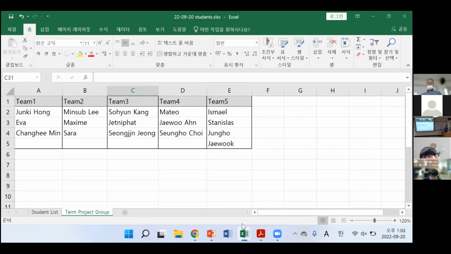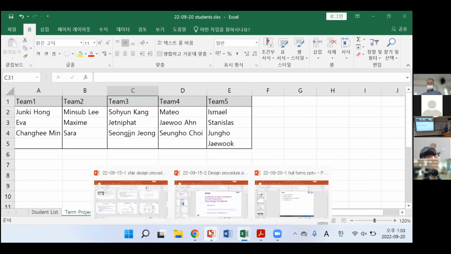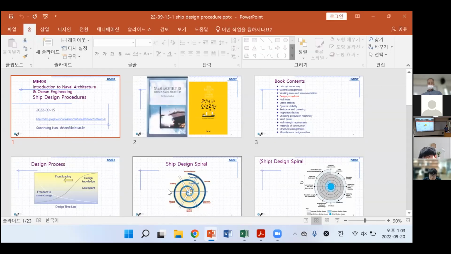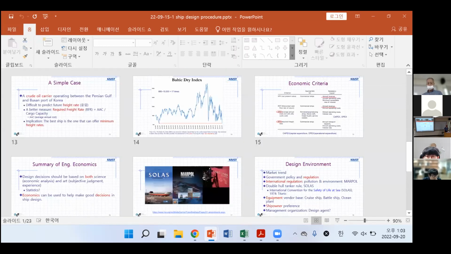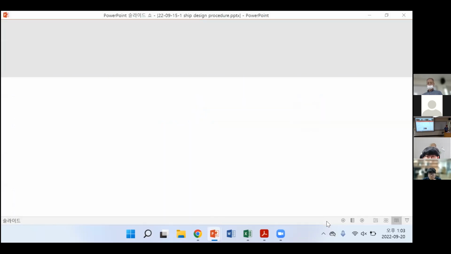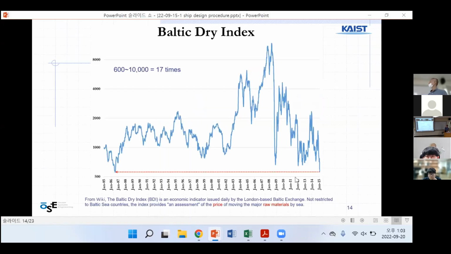Then we can continue on the procedure. This one is the second one. Last time I stopped around this slide. I'm trying to show you that.